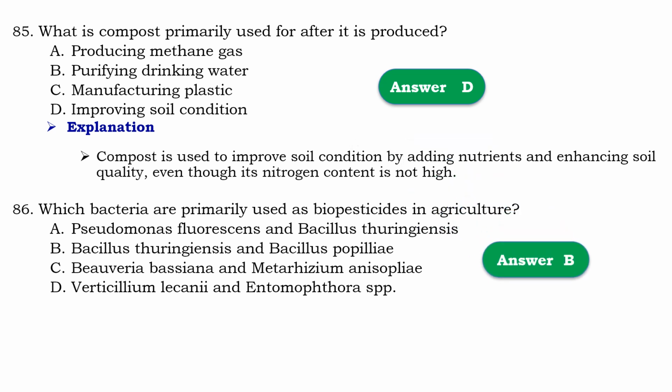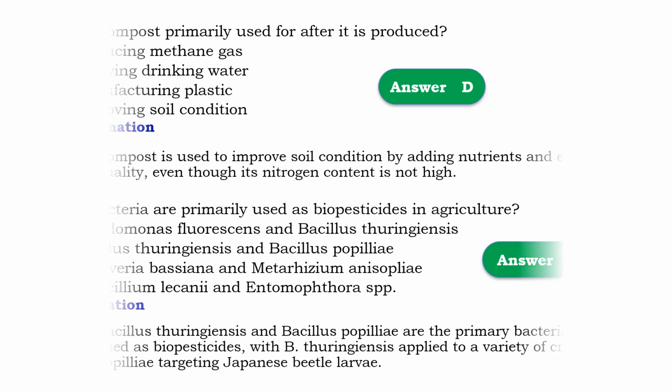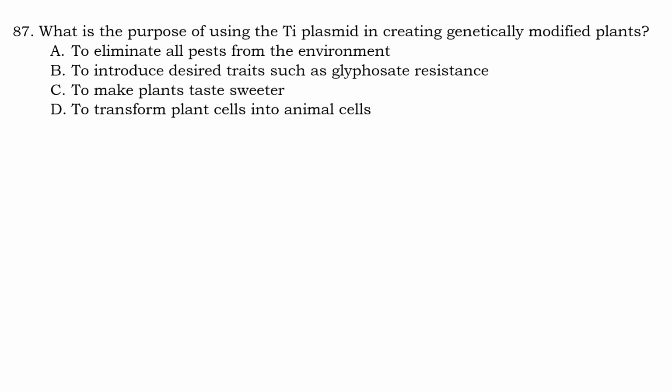So that should be B. Bacillus thuringiensis and Bacillus popilliae. Means that Bacillus thuringiensis and Bacillus popilliae are the primary bacteria of interest used as biopesticide, with Bacillus thuringiensis applied to barley crops and Bacillus popilliae targeted Japanese beetles larvae. Question number 87. What is the purpose of using TI plasmid in creating genetically modified plant?